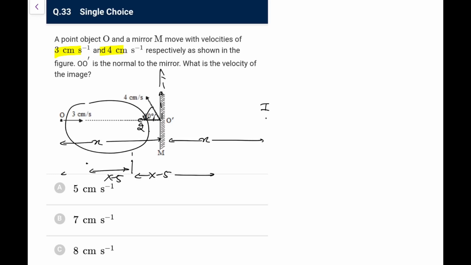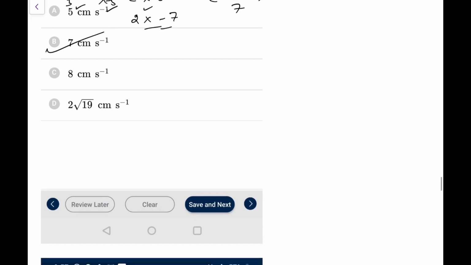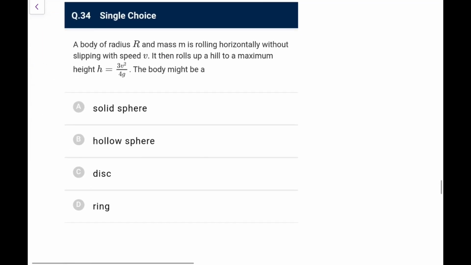So what we have, it has moved 3, so 3 plus x minus 5 plus x minus 5, so what we basically have is 2x minus 7. That means it has shifted by 7, so its speed would be 7 centimeter per second. And if you know that velocity formula, you can go for this. I am not using it because I assume you might not be knowing that.